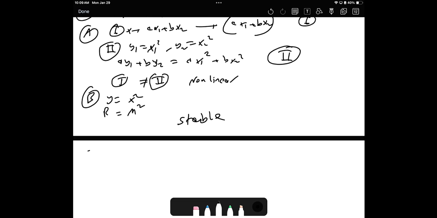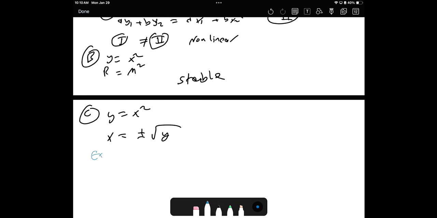Part C, to check is it invertible. So we have y equals x squared, therefore x equals plus or minus the square root of y. Now, example: assume y equals 25, therefore x equals plus or minus 5, which is not unique. Since it's not unique, we will say it is non-invertible. Okay? So again, non-invertible means not unique.